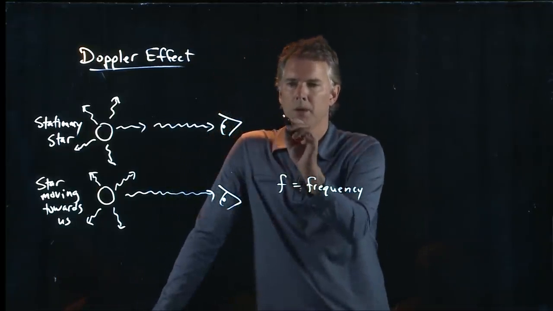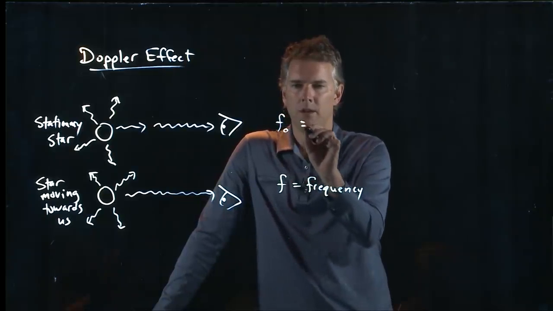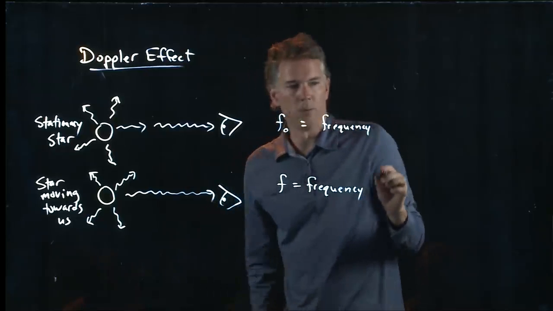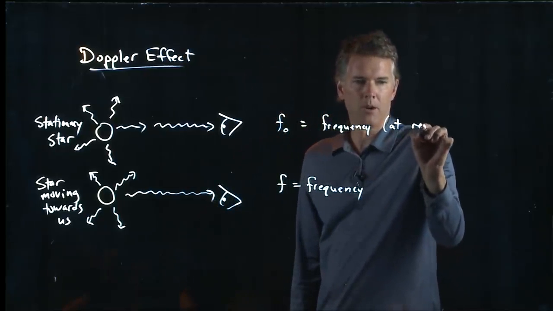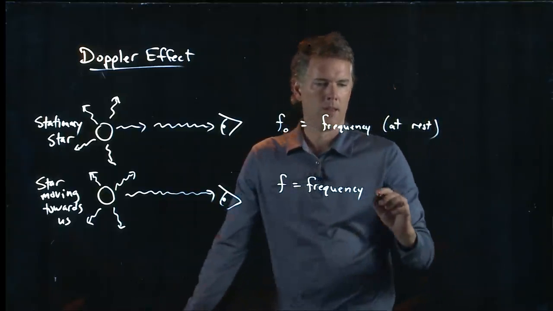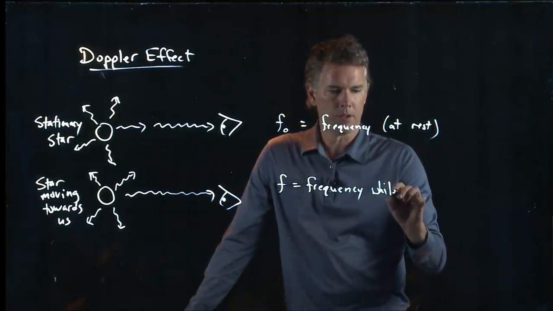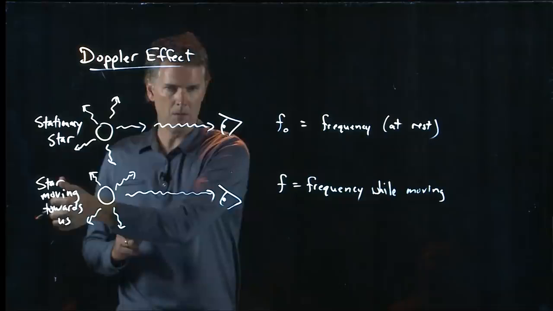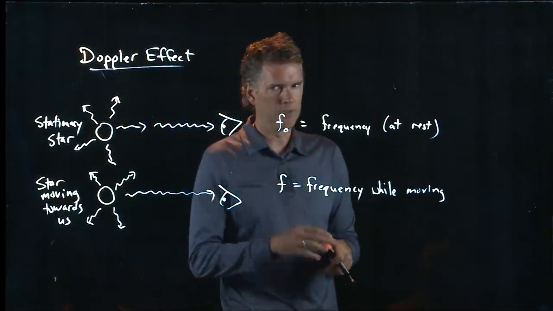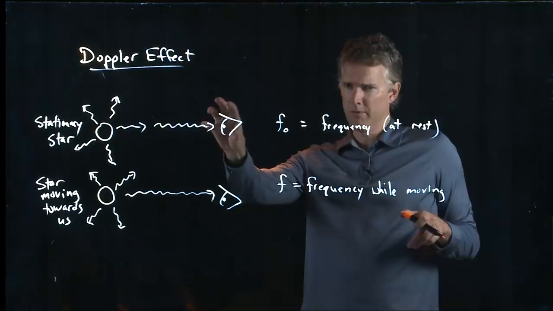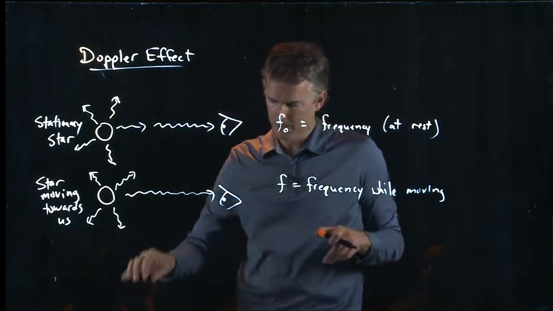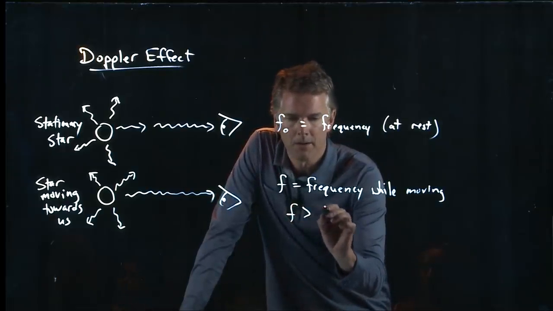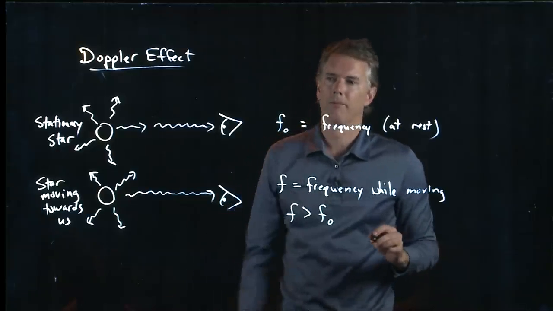And let's say we did the measurement up here. We measured the frequency when it was at rest, and we called that F naught. And let's measure this one and see how it compares. With that star moving towards us, is this frequency the same as we measured before, or is it something totally different? Well, it turns out that the frequency is in fact bigger than it was before.